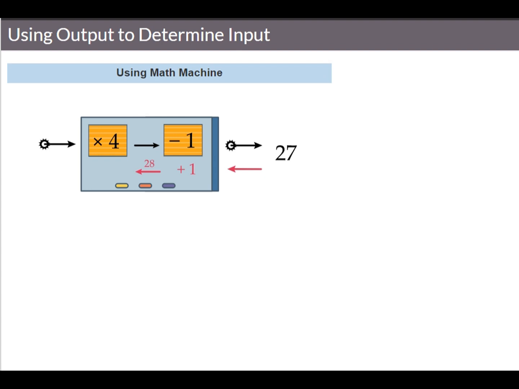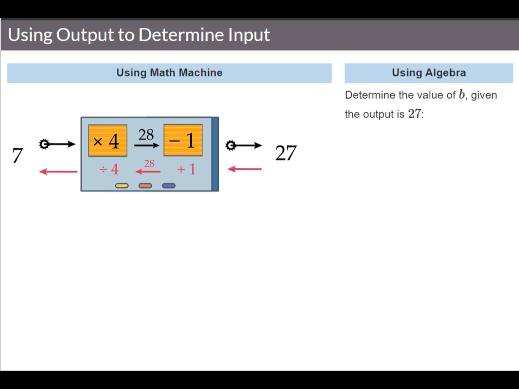Now, we must reverse the multiplication by 4. Since division is the opposite of multiplication, we take 28 and divide it by 4, and the result is 7. To check our answer, we can run 7 through the machine. If we're right, then 27 should be the output. So 4 times 7 is equal to 28, and 28 subtract 1 is equal to 27. Therefore, if 27 was the output, then 7 must have been the input.